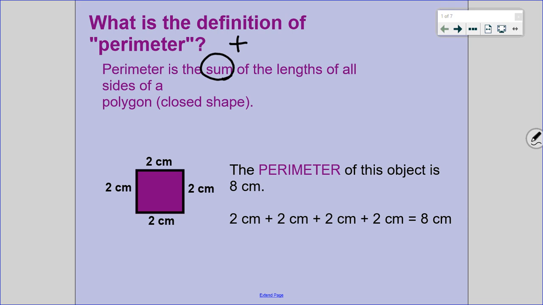As you can see, there's an example on my slide that says the perimeter of this object is 8 centimeters. Well, on our square, each side, if we were to measure it, would equal 2 centimeters. So to find the sum, we add 2 centimeters plus 2 centimeters plus 2 centimeters plus 2 centimeters equals 8 centimeters. And that is how you find the perimeter of a polygon or a closed shape.